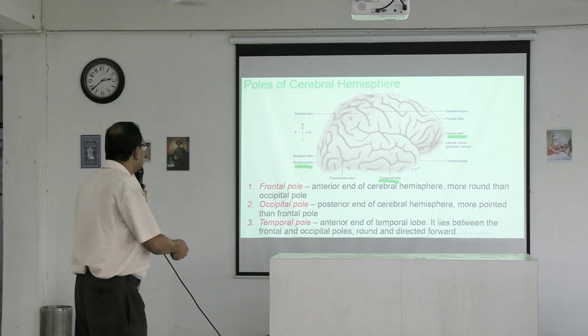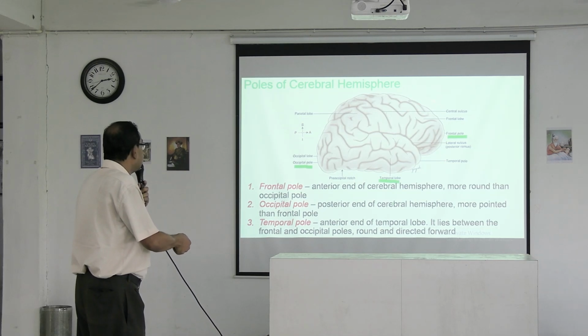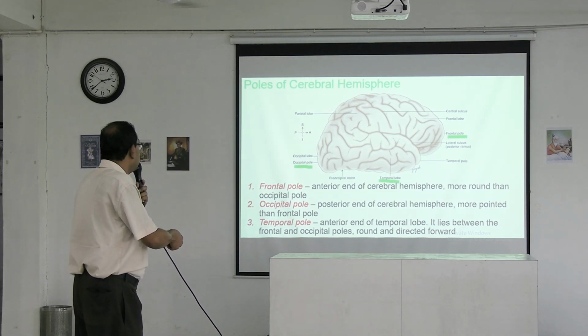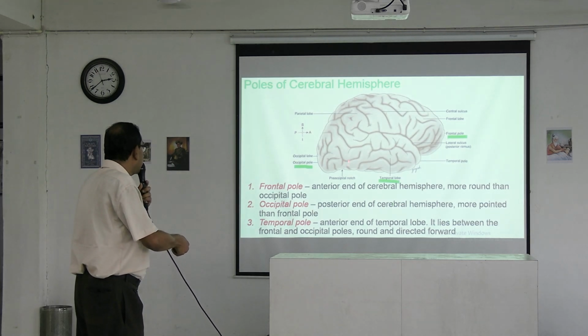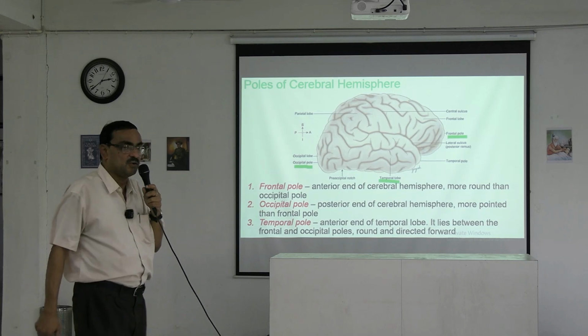Now, we get several lobes. We can see in front we get the frontal lobe. Just behind the frontal lobe we get another lobe, which is called the parietal lobe, and behind and below we get another lobe, that is the occipital lobe, and below and in front we get another lobe, which is the temporal lobe.